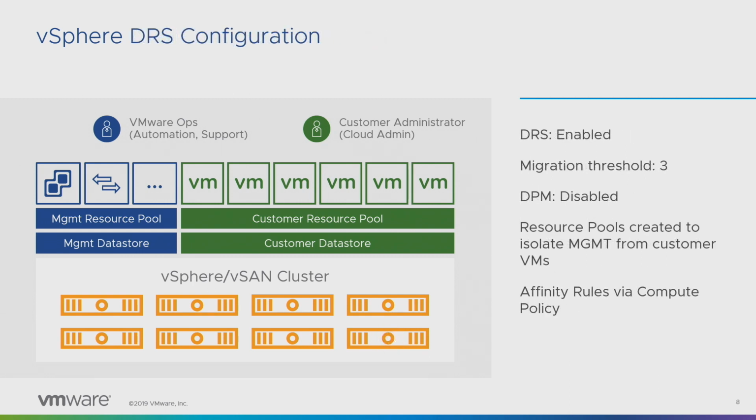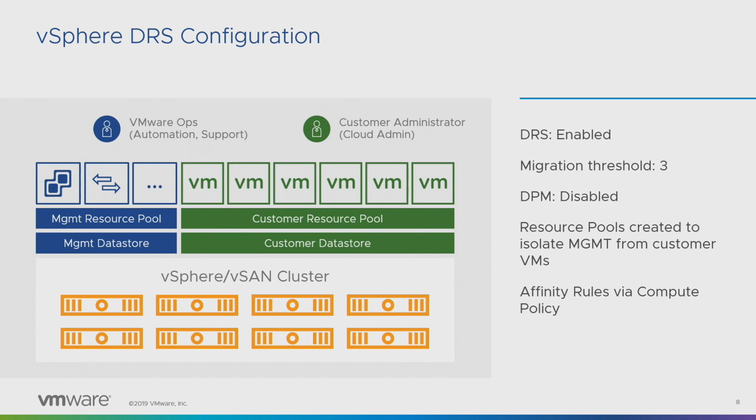From the DRS perspective, DRS again is enabled. Our migration threshold is set to 3. If you haven't seen the wizard in a while, that's right smack in the middle, from an aggressive standpoint. DPM is disabled, but we've done something slightly more sophisticated. We'll talk about it in a couple of slides.